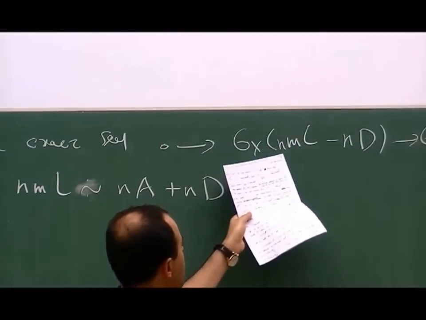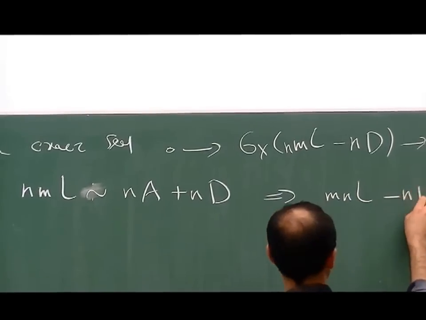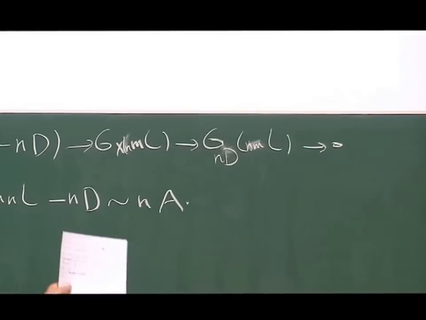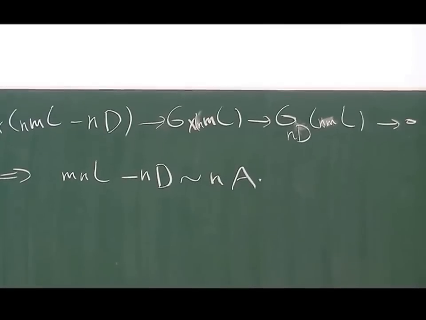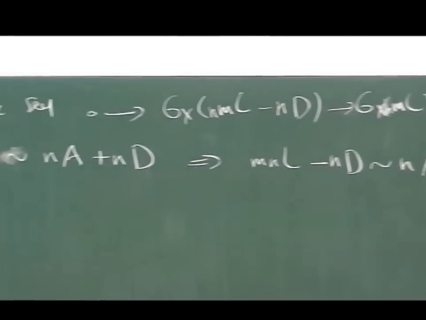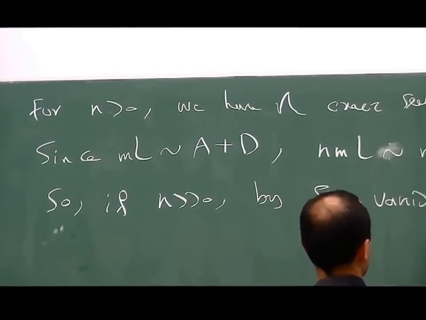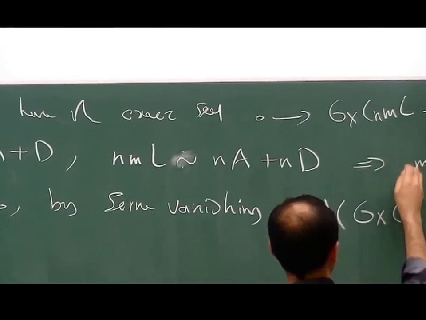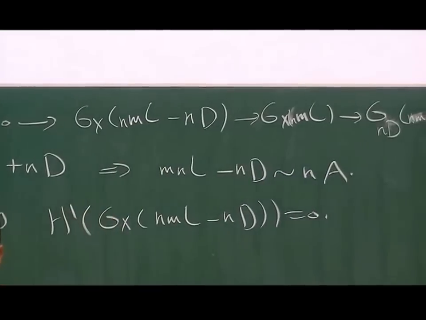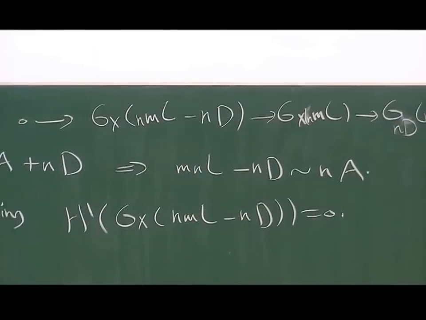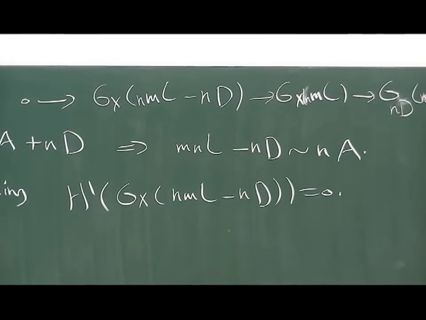Now we can focus on this divisor, N times ML minus ND. So from here, you see that NML minus ND is the same as N times A. And if I take N to be very large, then I get a very, very ample, sufficiently ample divisor that I can kill many things using this divisor. So if N is sufficiently large, then by the so-called Serre vanishing, we know that H1 of OX of N times ML minus ND actually vanishes. The multiple is large enough to kill both of the multiples. But now there is also something really amazing which happens, that there is a theorem by Fujita.